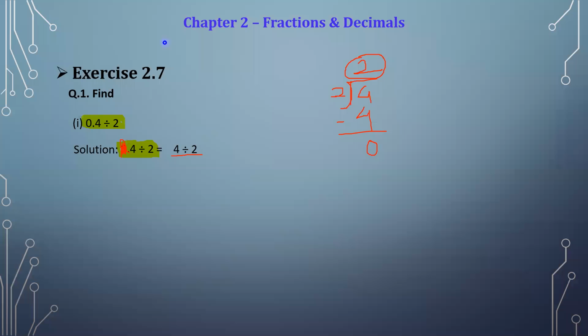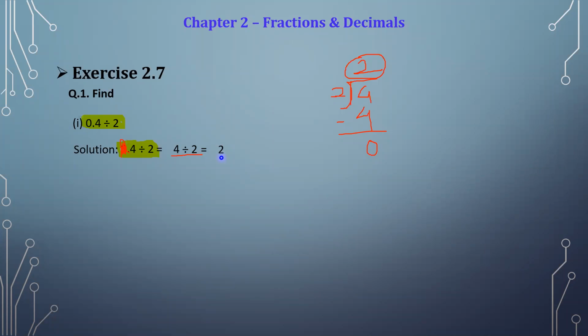2 2s are 4, and therefore 4 divided by 2 is going to be 2. So here the division is 2. So first of all, we had ignored that decimal point for a temporary purpose. Then we had divided the given number 4 by 2, and after dividing 4 by 2 we are getting the final answer as 2.